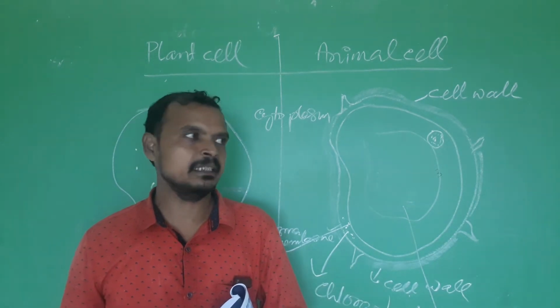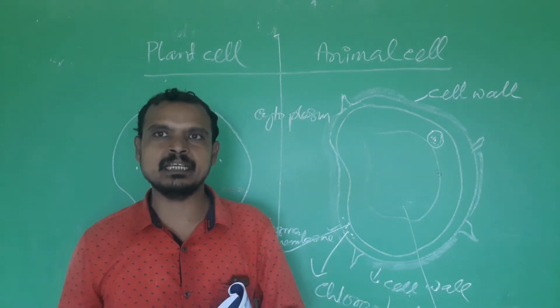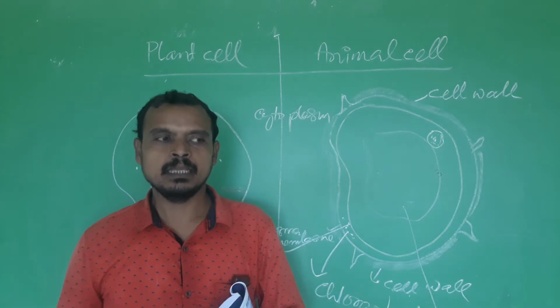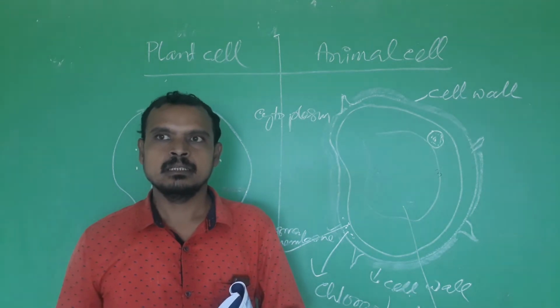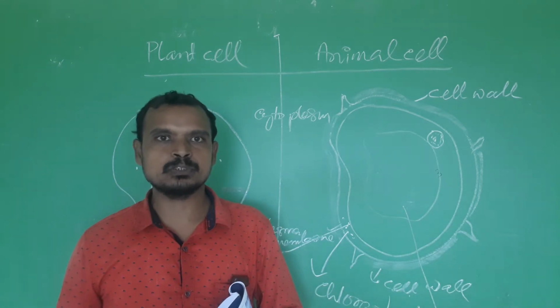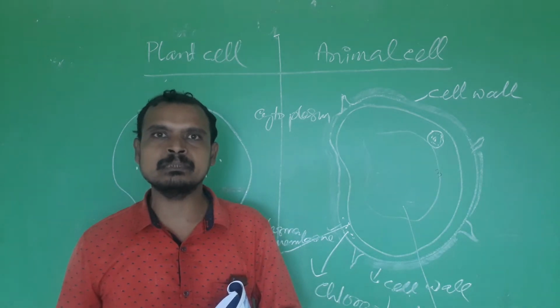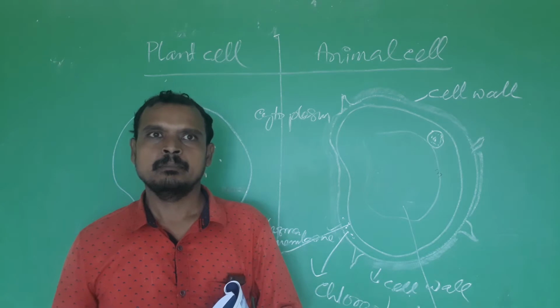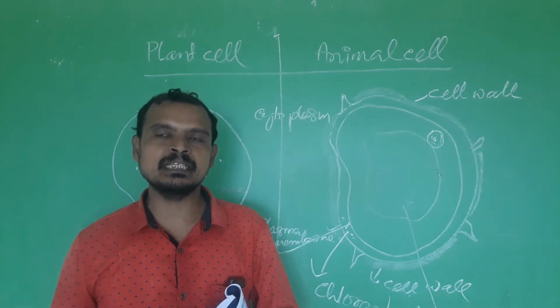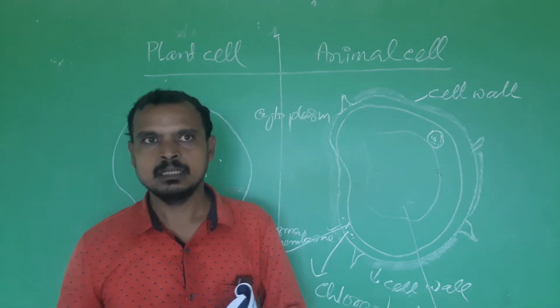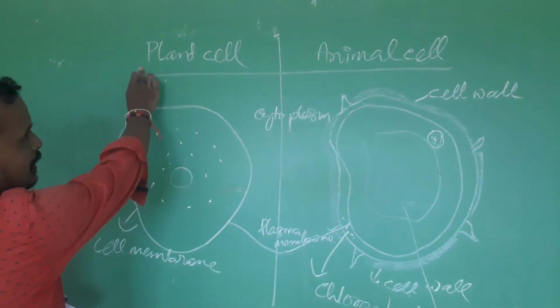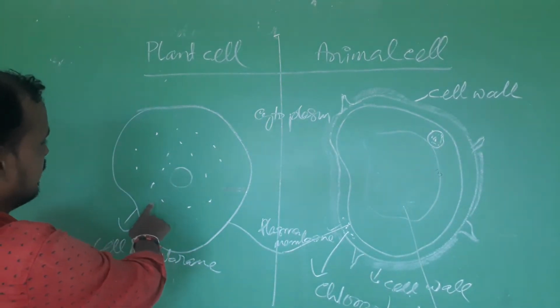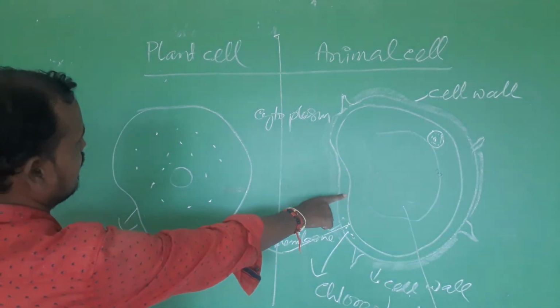Today we will study the difference between plant cell and animal cell. I have already told you that cell is the basic structural and functional unit of all living organisms, all plants. But there are some differences between plant cell and animal cell. Okay. So I have drawn two diagrams. This is animal cell and this is plant cell.